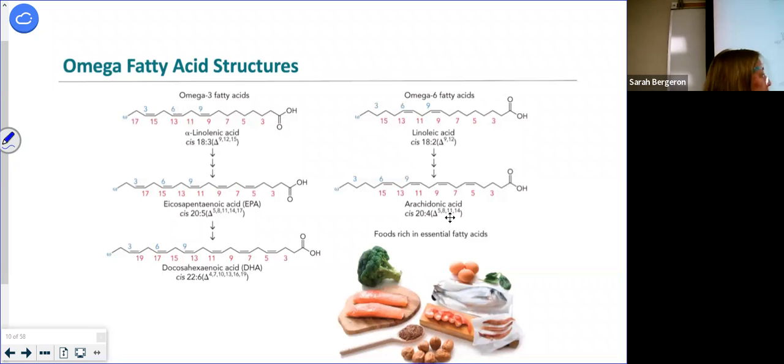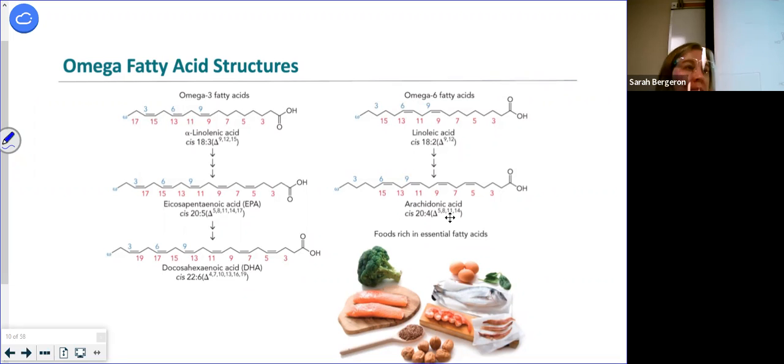But you also have to be able to write their normal designation, right? So the 20 is telling you you have 20 carbons. You have how many double bonds? 4. Where are those double bonds? They begin at carbon 5, but be careful that you're counting from the carboxylic acid for these numbers. So for these numbers, you're counting from this side. For the omega number, you're counting from the omega carbon.